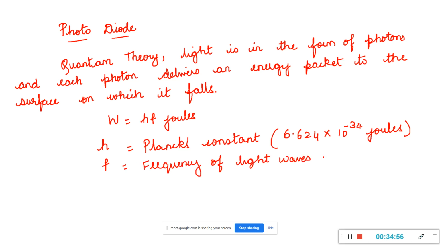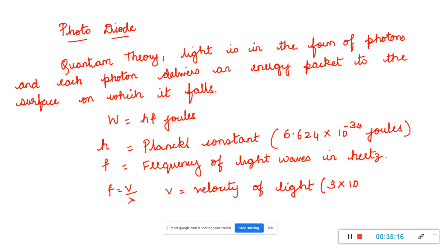Light waves in hertz. F is equal to V by lambda. V is velocity of light, three into 10 raised to 8. Lambda is equal to wavelength in meters. We measure it in Armstrong.